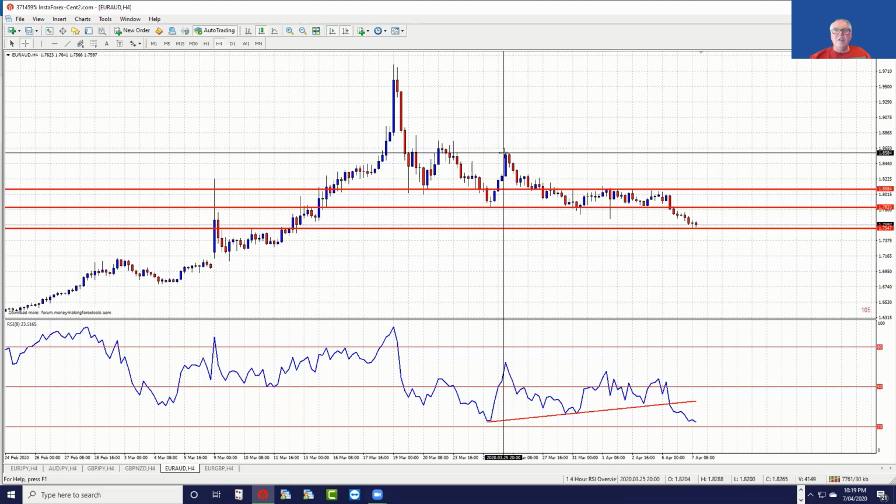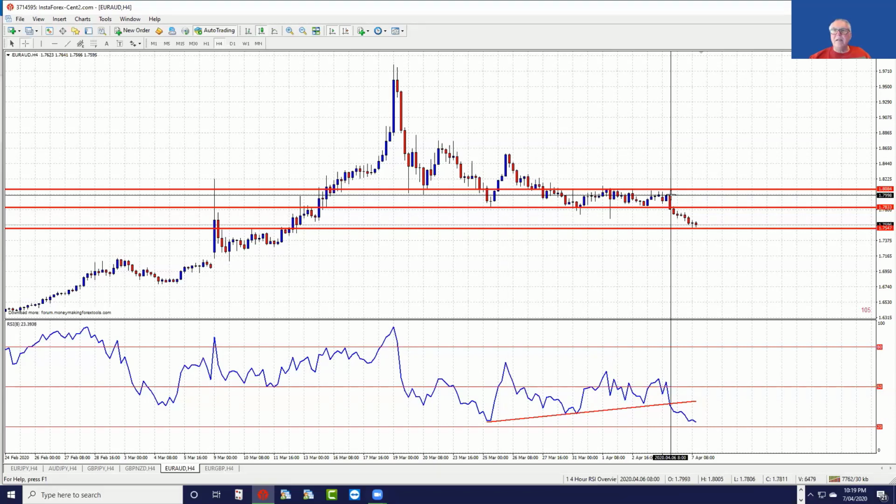You know, I mean, you're looking at big candles there. That's a 370 pip candle. That's a 220 pip candle. So in 4 hours, it can move huge amounts of pips.